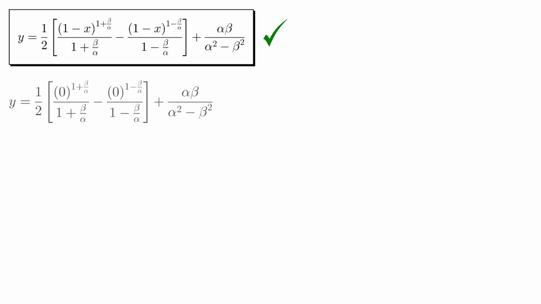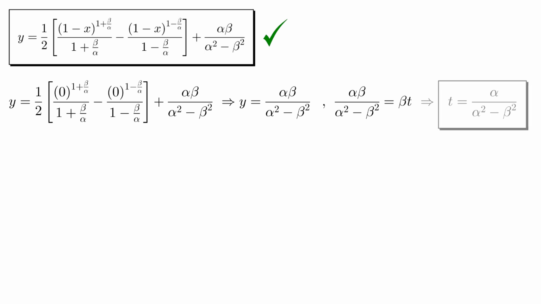So we plug that into the pursuit curve and we get this expression here. The first part of the equation is just 0, and we get y equals alpha times beta over alpha squared minus beta squared. So we equate the two y's of the two boats and we get alpha times beta over alpha squared minus beta squared equals beta times t. So t equals alpha over alpha squared minus beta squared.